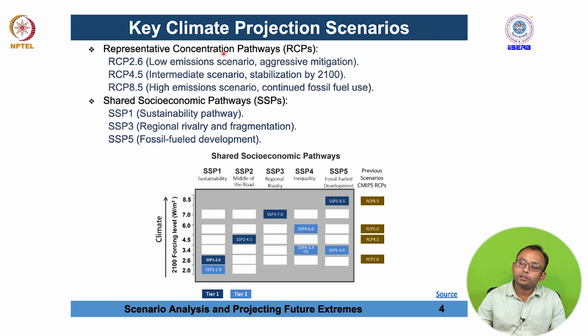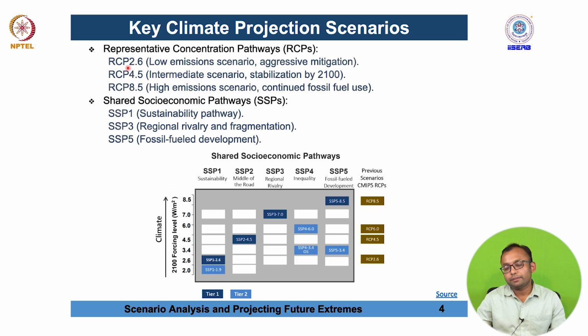What are the key climate projection scenarios? In CMIP5, the Coupled Model Intercomparison Project phase 5, we can divide our scenarios into 3 parts. For example, they can be represented by Representative Concentration Pathways, RCPs. So, there are 3 types of scenarios proposed in CMIP5 simulations, the previous climate projection simulations.